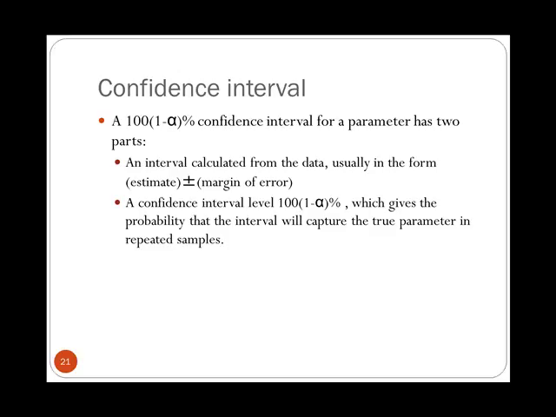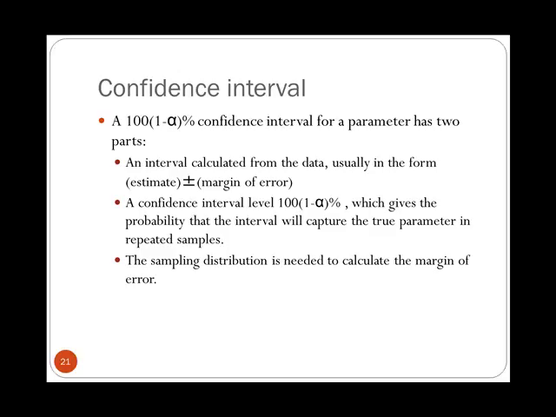The second part is a confidence interval level, 100 times 1 minus alpha, which gives the probability that the interval will capture the true parameter in repeated samples. For each sample, a confidence interval can be constructed. For example, a 95% confidence interval means that if you take 100 random samples, then 95 intervals will capture the true population mean. It is wrong to say that there is a 95% chance that the population mean will lie within the interval.